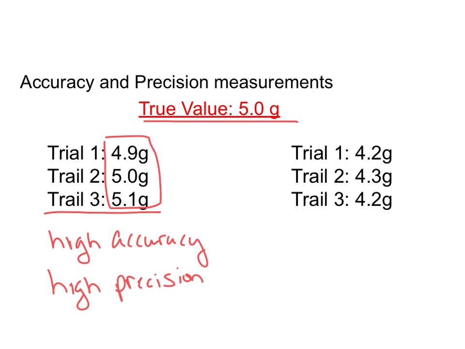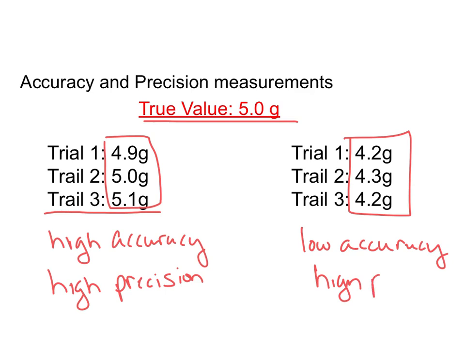Now if you look on the right, I have these values: 4.2 grams, 4.3 grams, and 4.2 grams. Looking at accuracy, my true value was 5. These are quite low. They're nowhere close to the 5 grams. So this would be low accuracy. But looking at the numbers together, I noticed that they're really close together, because I got two 4.2s and one just slightly higher than that. So this is going to be high precision.